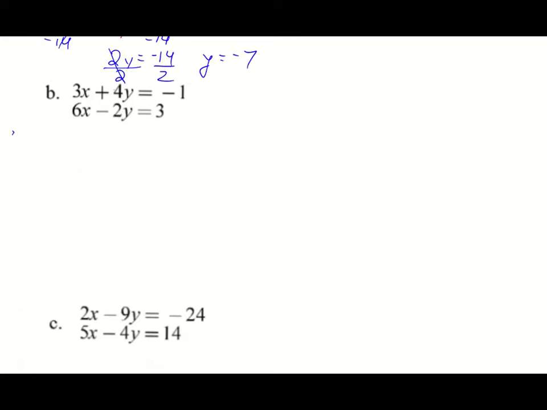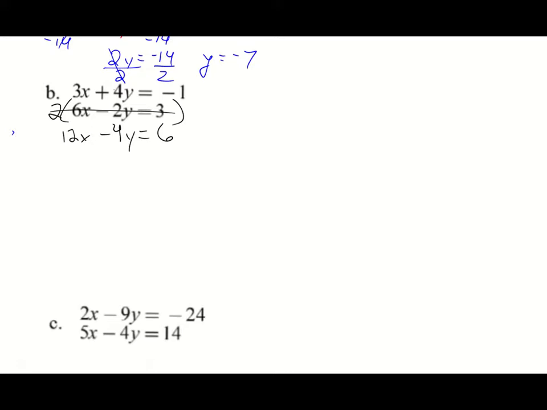So we're going to multiply the bottom one by 2, because that will give us a positive 4y on top and a negative 4y on the bottom equation. So 2 to everything. Then this equation is still fine, but I'm going to cross it out because I'm not going to use it anymore. This is now going to be 12x, negative 4y equals 6.